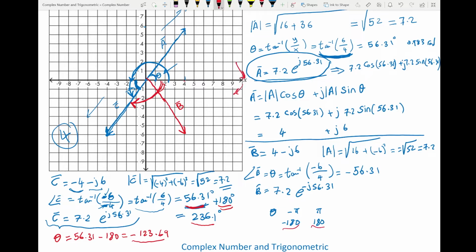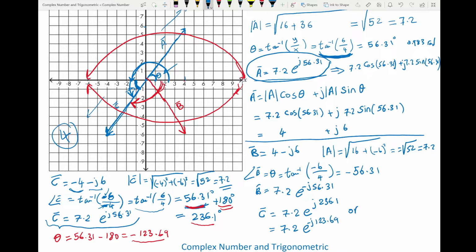So plus 180, it goes this way. Up to minus 180, it goes this way. Let's clean up this a little bit. Now I can express vector C in polar form as follows. 7.2 e^j 236.1 or 7.2 e^minus j 123.69. Both expressions are correct. If I convert these to a rectangular form, I will get this value. If I convert these to a rectangular form, I will get this also the same.